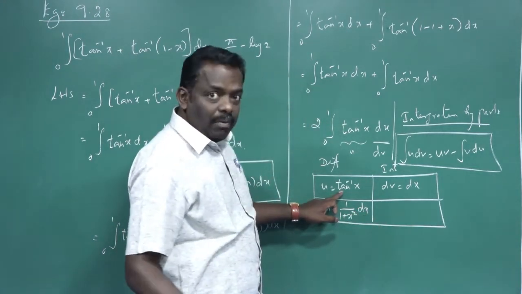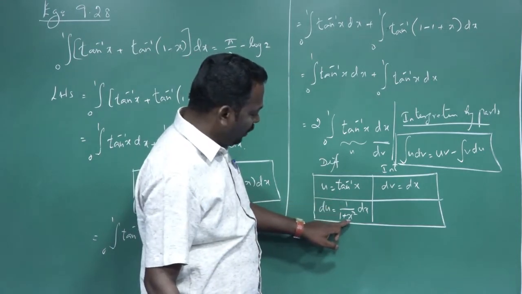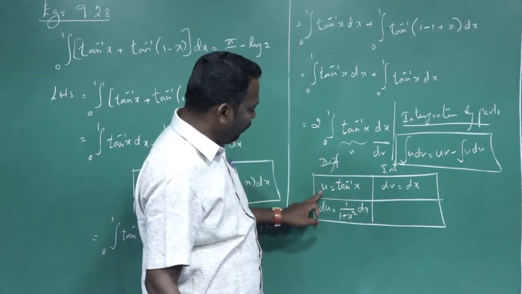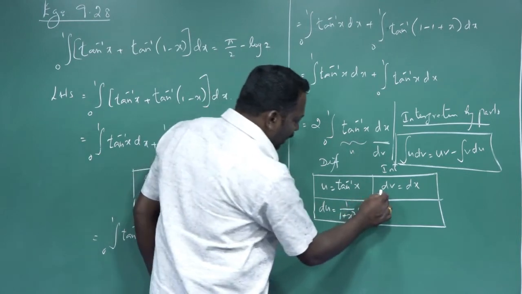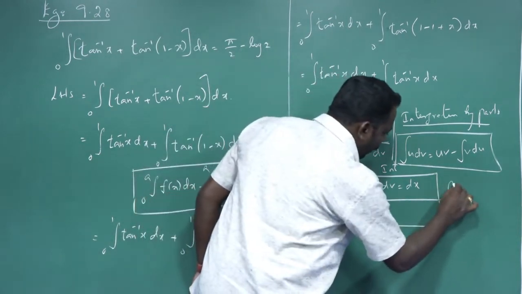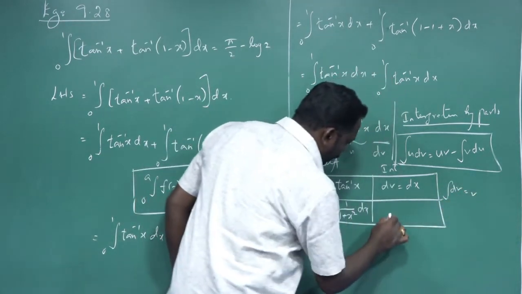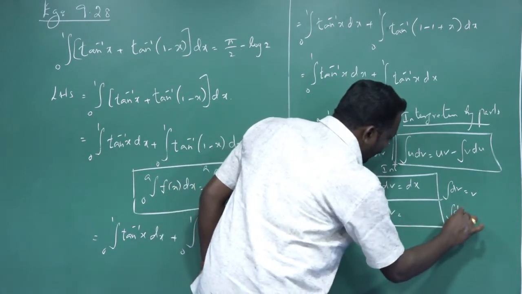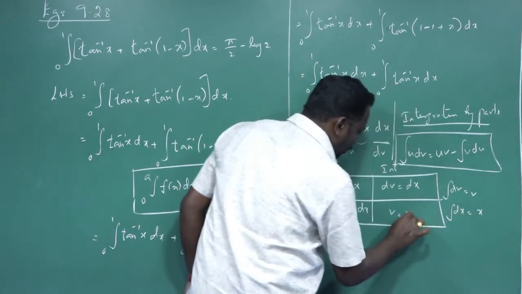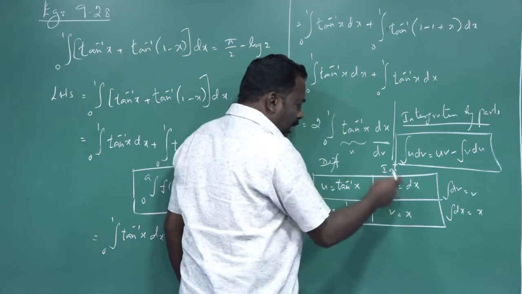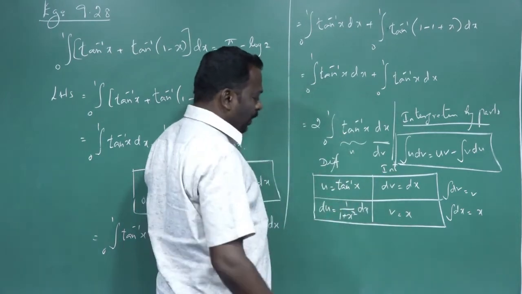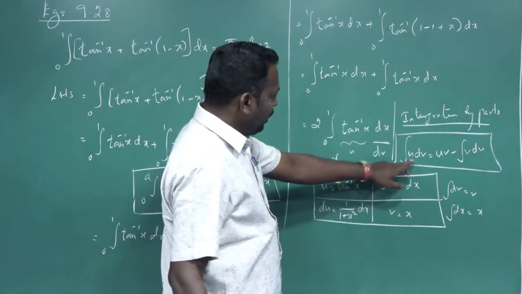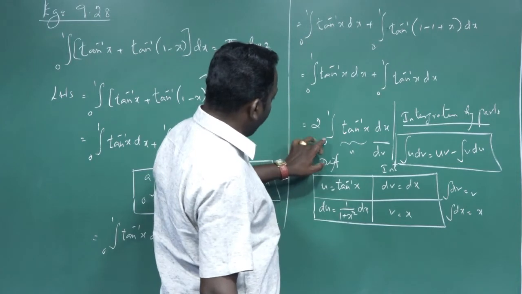Differentiation of tan inverse of x equals 1 by 1 plus x square dx. Differentiation of u equals du. Integration of dv equals v, and integration of dx equals x. That is equal to x. This side we have to integrate, this side we have to differentiate. Now apply this formula for the last line.